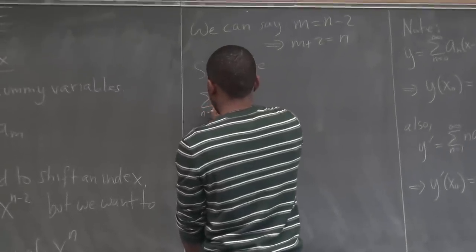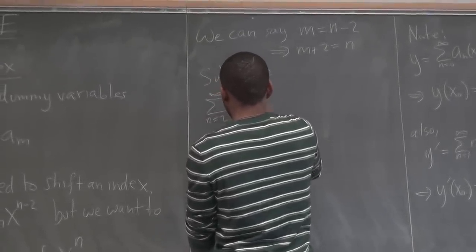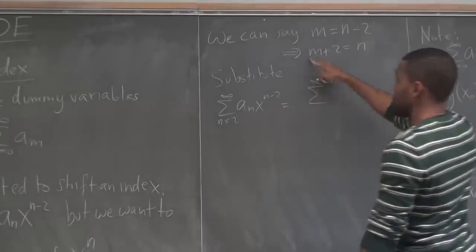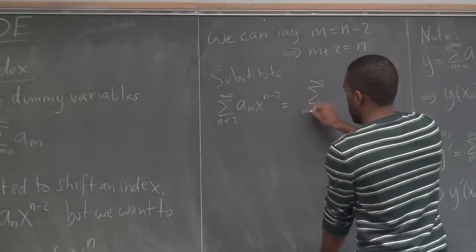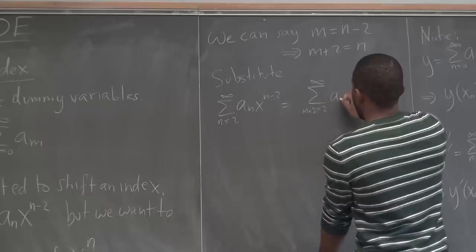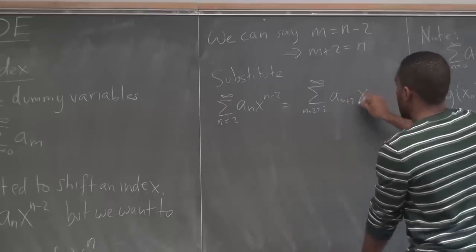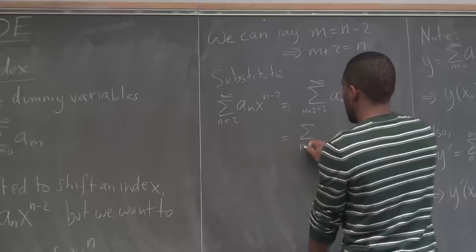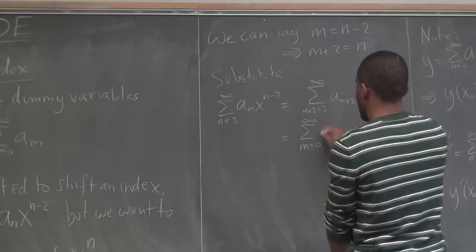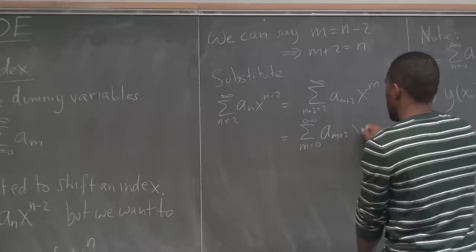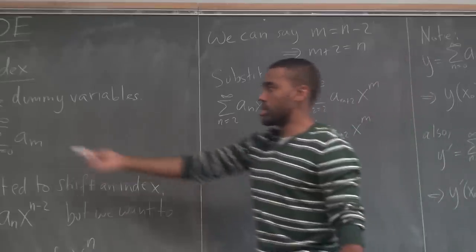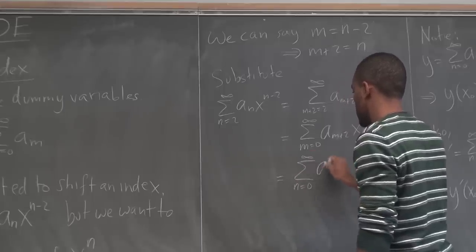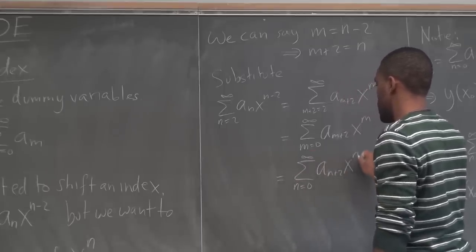So we have the series n equals 2 to infinity of a_n x to the n minus 2 should be equal to, wherever I see an n, I'm going to replace it with m plus 2. So this is m plus 2 equals 2, a_(m plus 2), and this is just x to the m. This means now I have the series m equals 0 to infinity of a_(m plus 2) x to the m. But because this is just a dummy variable, I can literally just rewrite it with n if I wanted to. n equals 0 to infinity of a_(n plus 2) x to the n.